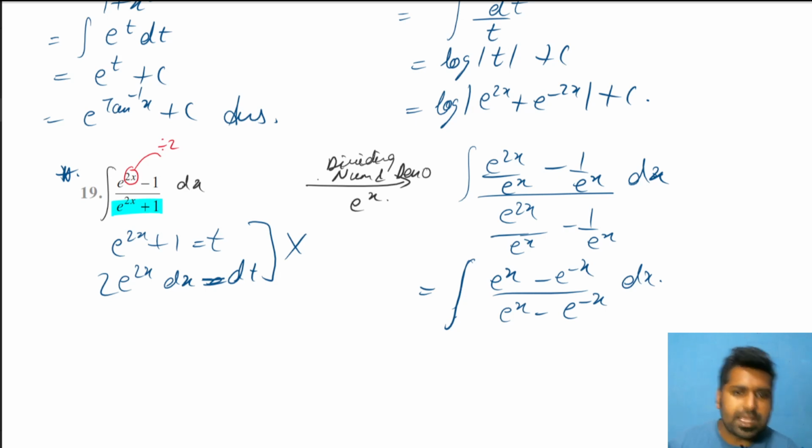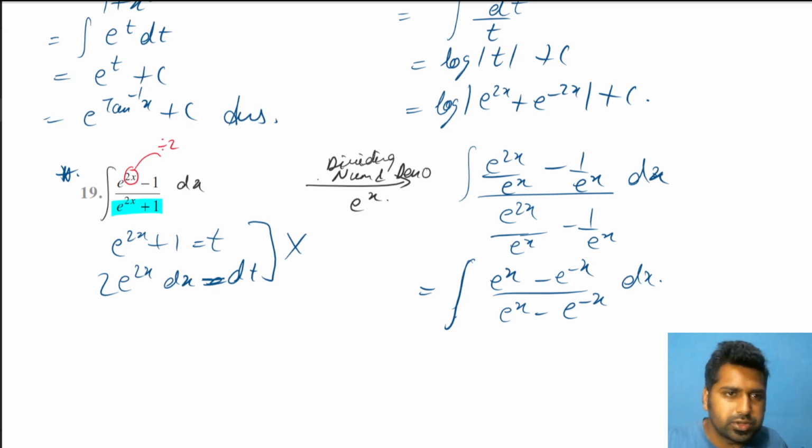So this question can be modified, although I have never seen this kind of question, but e raised to power, let's say 4x minus 1 upon e raised to power 4x plus 1. So in that scenario, you have to do the same step. It's just that you have to divide numerator and denominator by e raised to power half of the power. That's the key idea. Rest everything is simple now.